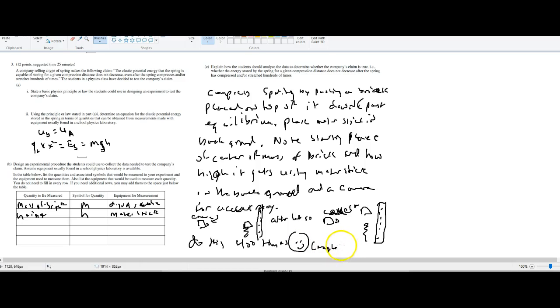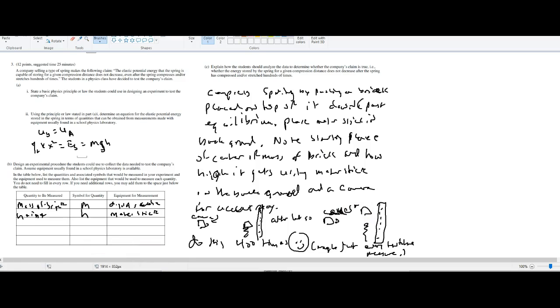Maybe just every 10th time measure. Okay, so that's how you do it. That's how I would do it. I've got my experiment. It's beautiful.